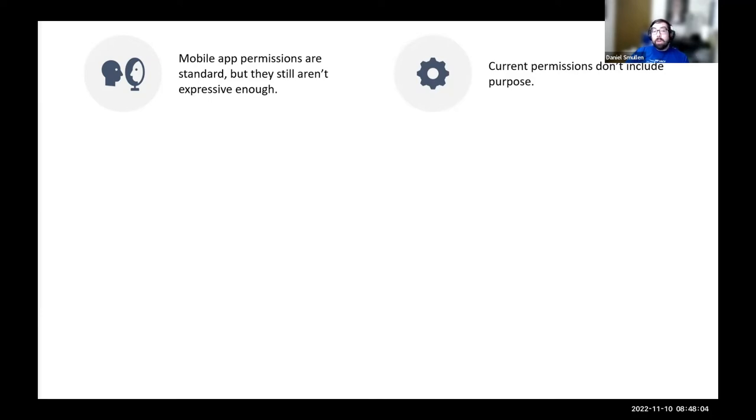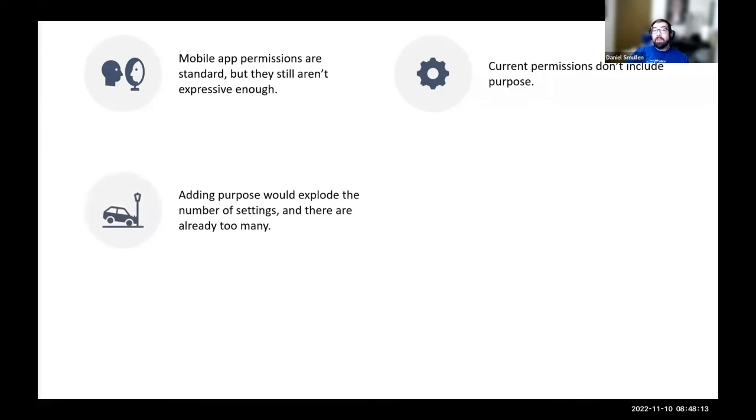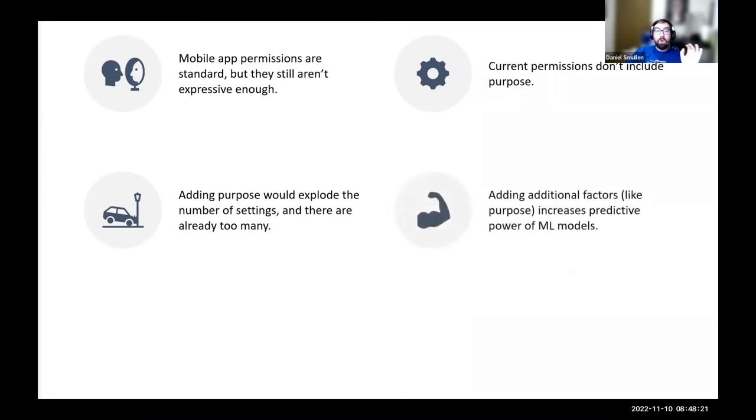Right. And we know that people are probably going to allow or deny things differently if they know what they're allowing or denying it for. Some people want to allow things for advertising, but some people don't. Now, if we add that to the permissions model, it just explodes the number of settings. There's already too many. Won't work.